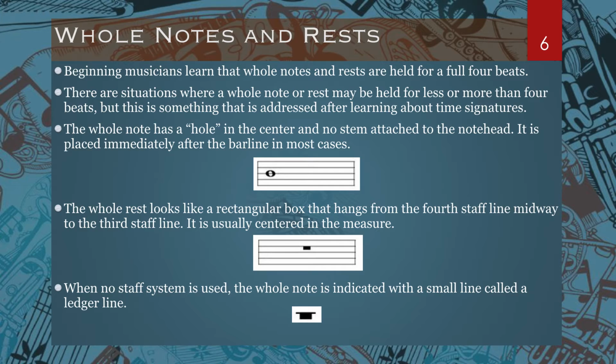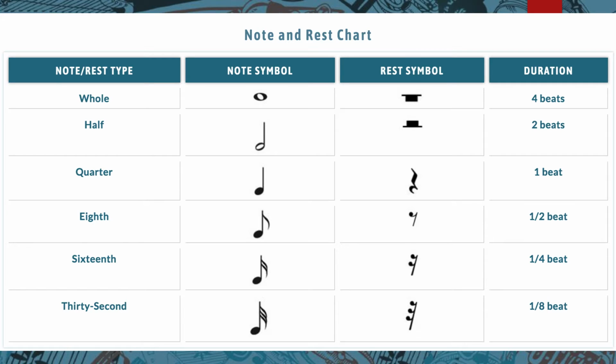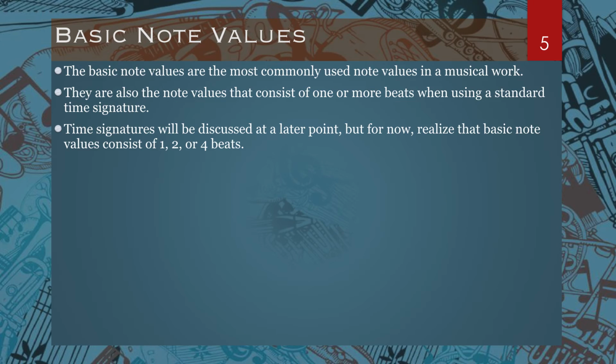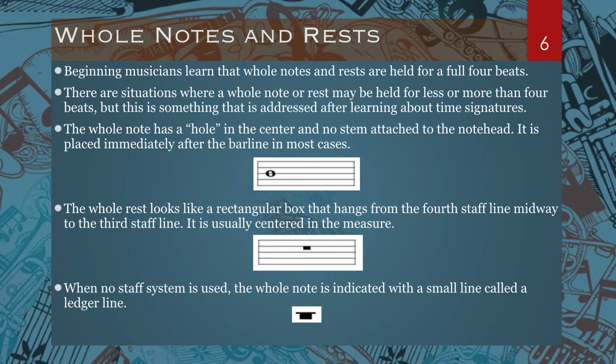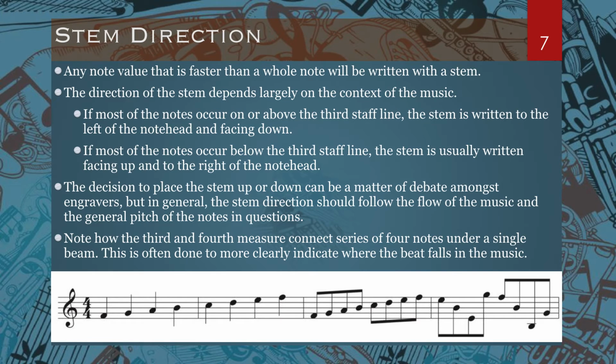So if we go back to this note image here, this chart, you'll see how the whole rest kind of looks like a top hat. Well, what that line on top is indicating is basically, you can think of it as a ledger line. It's indicating that the whole rest falls below the line. So that's just kind of a ledger line that is used to show you the position of the whole or the half note on the staff. Because the whole note comes below, the half note goes above. And here is another explanation of that. When no staff system is used, the whole note is indicated with a small line, which we call a ledger line.